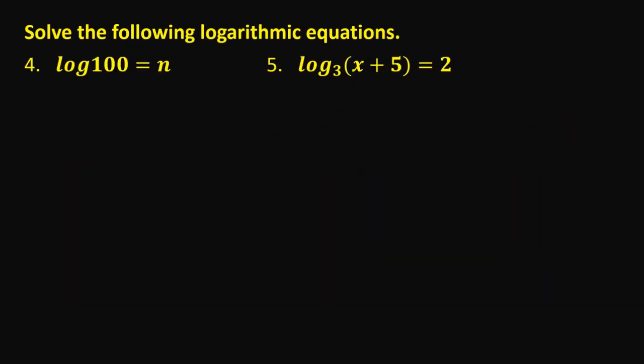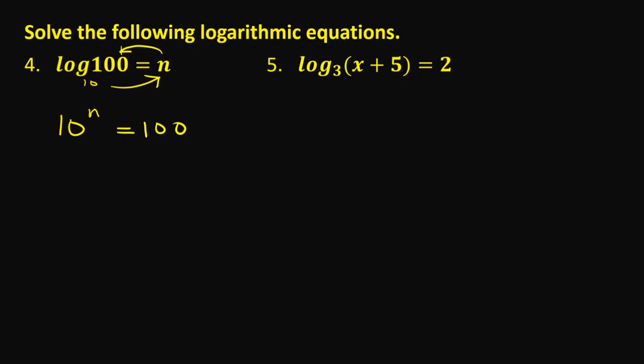Number 4, we have log of 100 equals n. If you cannot see the base here, that means it is a common logarithm. A common logarithm has the base of 10. So therefore, 10 raised to n equals 100.